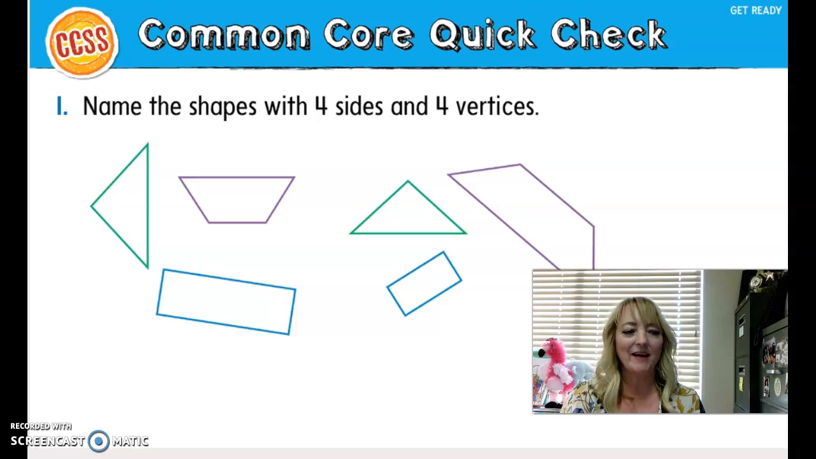Okay, now we have named the shapes with 4 sides and 4 vertices. So let's see, does this have 4 sides and 4 vertices? Vertices is the corners, the edges where the sides come together. No, only 3. How about this trapezoid? Yes, 4 vertices and 4 sides. Rectangle? Yes, 4 vertices, 4 sides. How about this shape? Triangle. 3 sides, 3 vertices. Rectangle? Yes, 4 sides and 4 vertices. And trapezoid? Yes, 4 sides, 4 vertices.